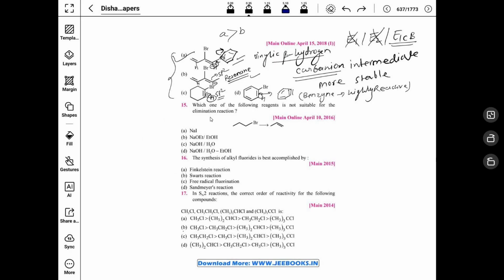Now moving to question number 15. Which of the following reagents is not suitable for the elimination reaction? First reagent is sodium iodide.